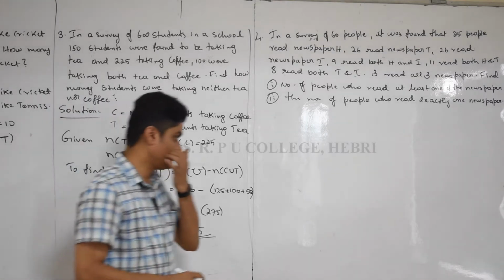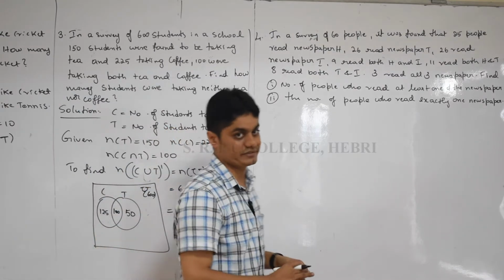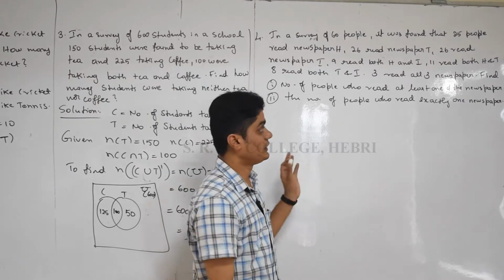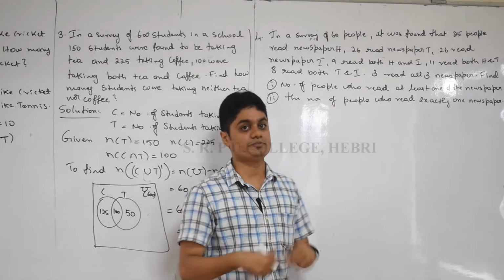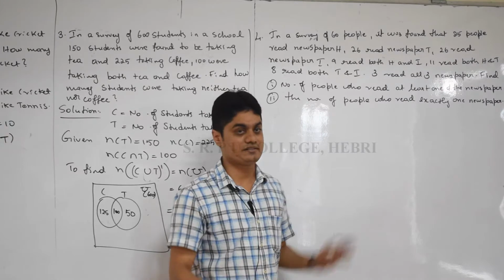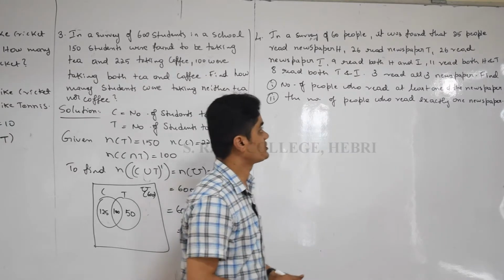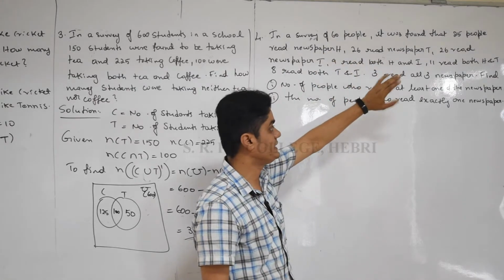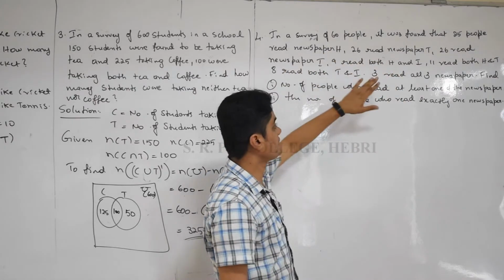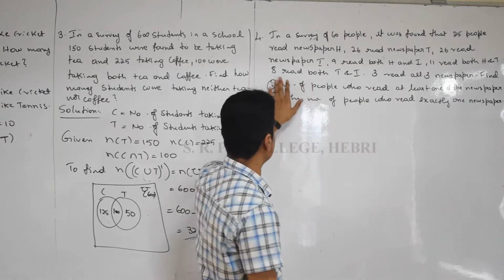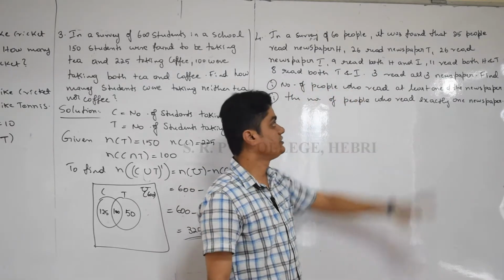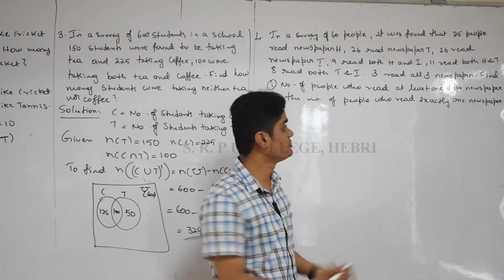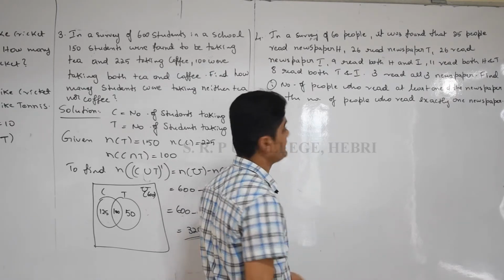Now I am going to solve one very important problem compared to the previous 3. This particular problem has been asked many times in exams for 3 marks. It is little lengthier than the previous because here we have 3 different sets. So read the question. In a survey of 60 people, it was found that 25 people read newspaper H, 26 read newspaper T, 26 read newspaper I, 9 read both H and I, 11 read both H and T, 8 read both T and I, 3 read all the 3 newspapers. Let's consider them as Hindustan Times, Times of India, Indian Express.